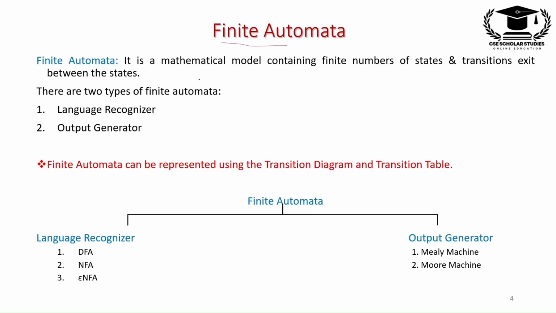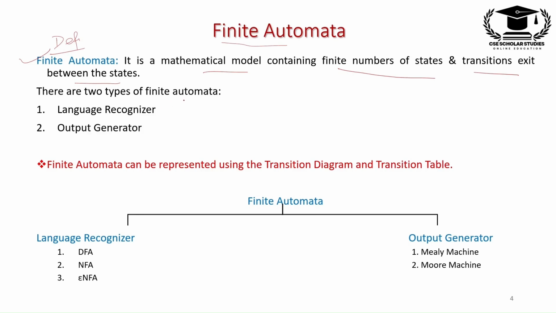What is a finite automata? It is a mathematical model containing a finite number of states, and transitions exist between the states. This is the definition of finite automata. What the states and transitions are, I will discuss in the next lectures.